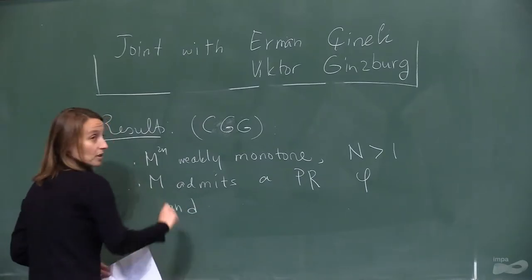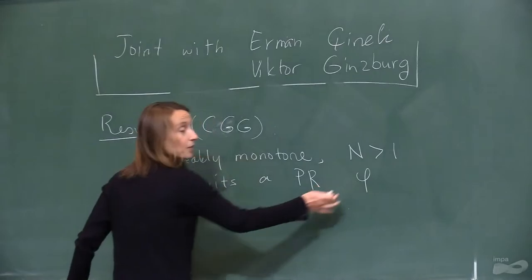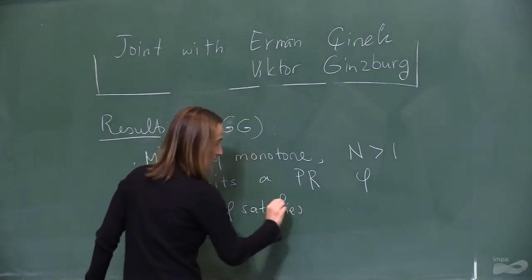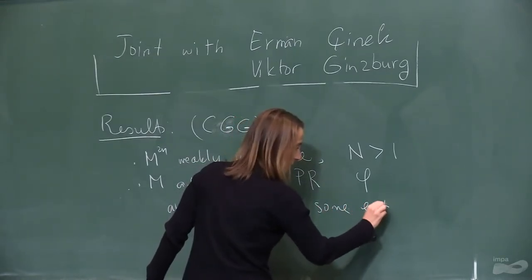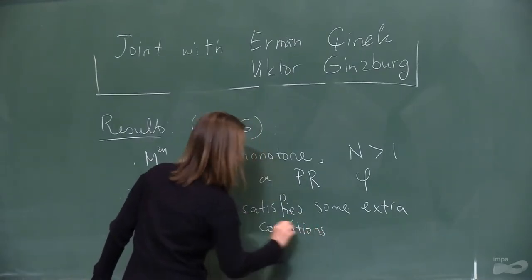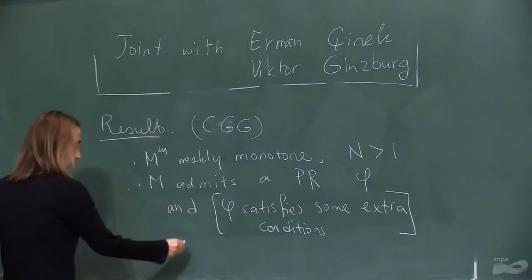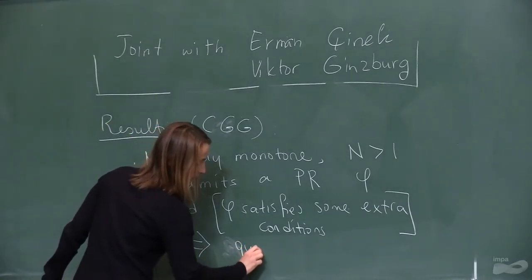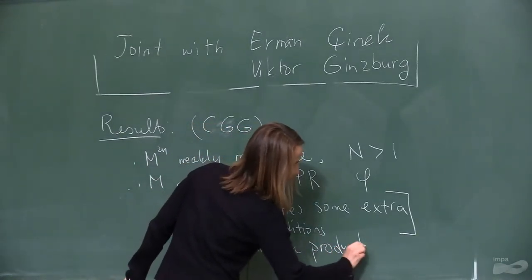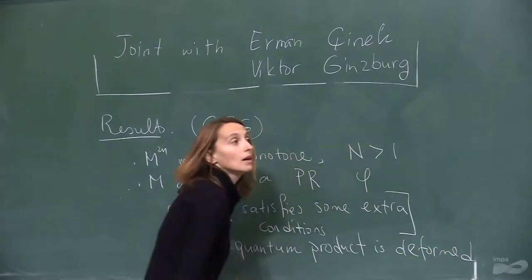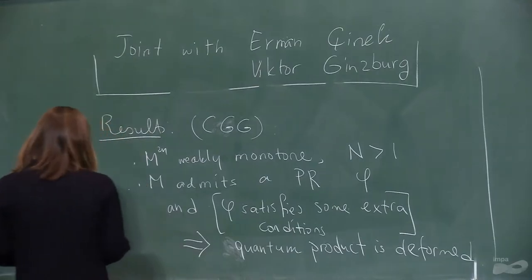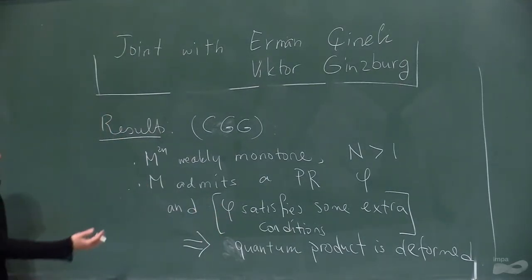Now, in addition to this, for the time being, a black box, and the box is some conditions on phi, or rather its linearization at some fixed point. So I'll write it this way. Some extra conditions here. And the statement is that the quantum product is deformed, by which I mean that you have the classical cup product plus the correction terms, there is at least one non-zero correction term. Okay, so it is different from the cup product. In particular, out of this you get, of course, non-zero Gromov-Witten invariants.